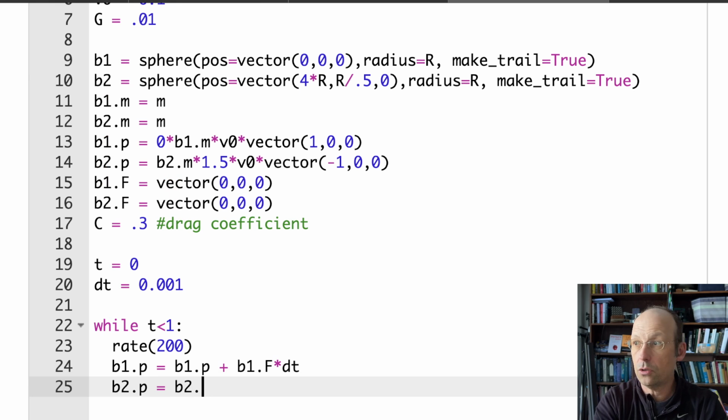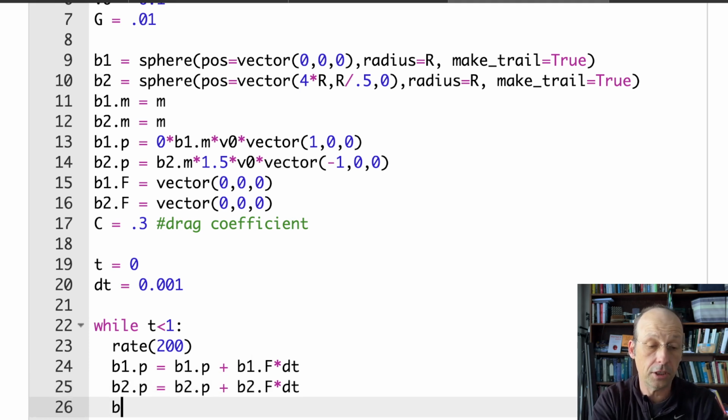b2.p, b2.p. Can you see that okay? I've got to keep my eye on this little monitor over here, or I won't be able to see what you can and cannot see. b2.p plus b2.f times dt. Okay, that's your standard update momentum.